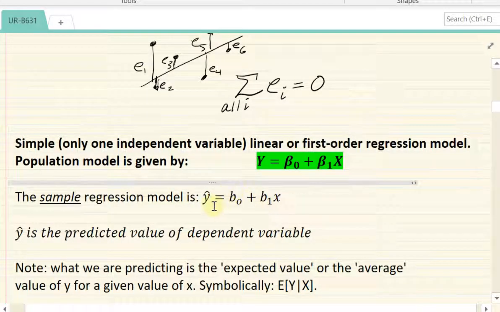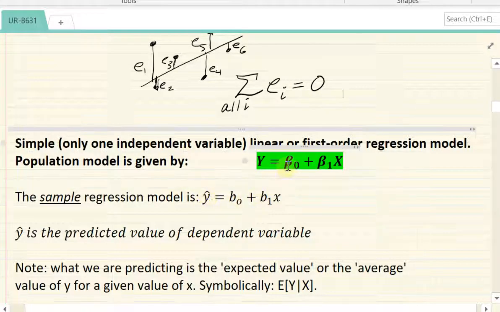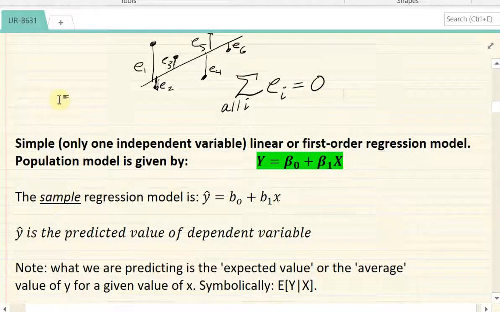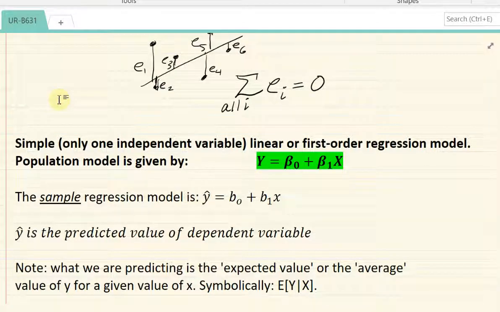Instead of y, we have y with a hat, which means predicted values of y. Beta 0 becomes b sub 0, and beta 1 becomes b sub 1 in the sample. Of course, b sub 0 is the y-intercept, b1 is the slope, and y hat is the predicted value of the dependent variable.